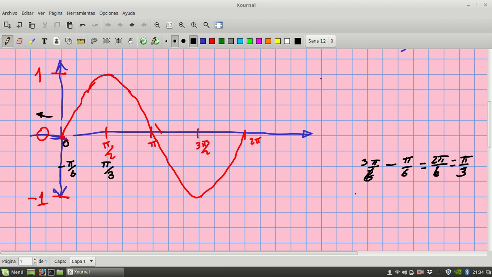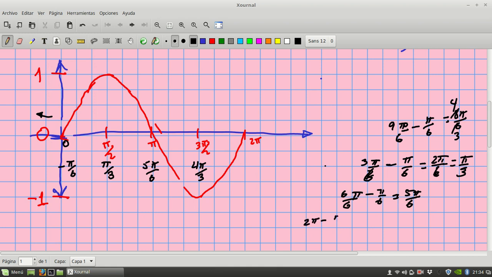And what happened to pi? I can do the same, pi minus pi/6, so 6/6 minus 1/6, 5 pi/6. What happened to 3 pi/2? 3 pi/2 minus pi/6, so multiply by 3, 9 pi/6 minus pi/6, 8 pi/6, that is 4 pi/3. And here the other point is 2 pi minus pi/6, so let's multiply by 6, 12 minus 1, 11 pi/6. Okay, so this is the first part. Notice that I shifted to the left, and I know the new scale.